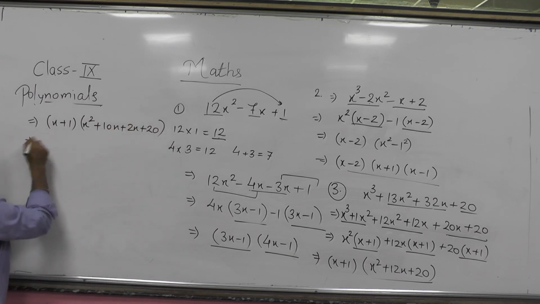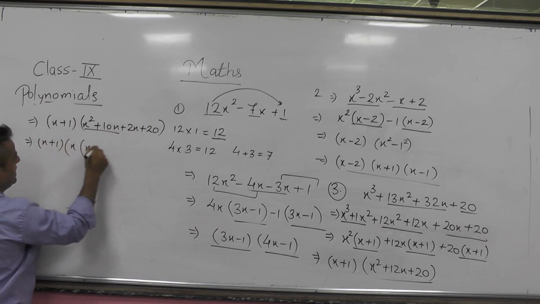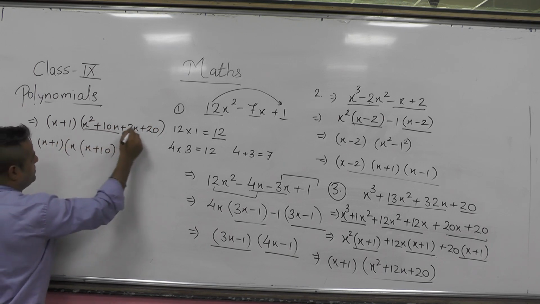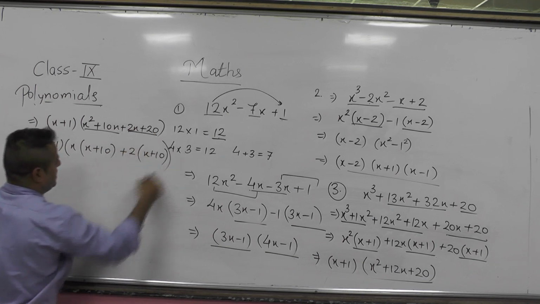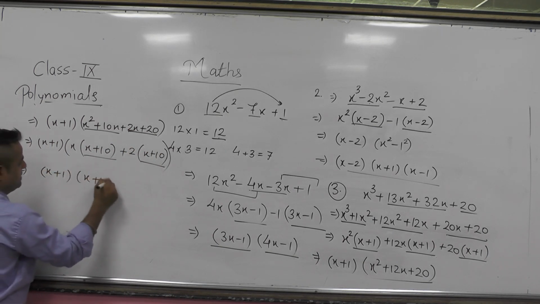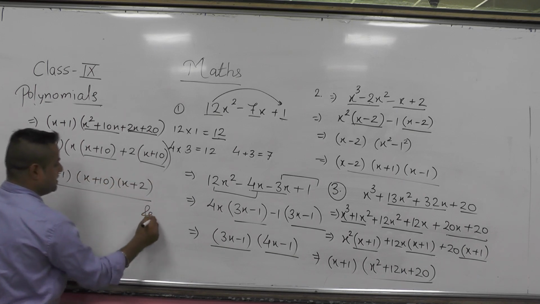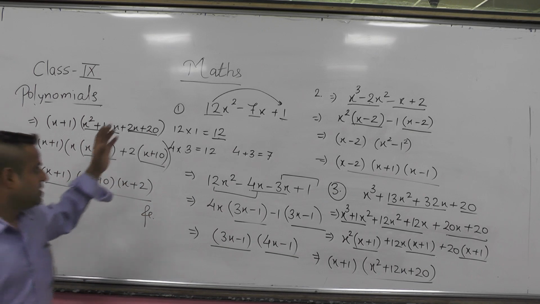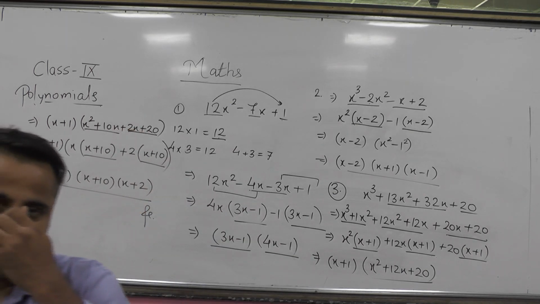Now from these first two terms, we can take x common, so that x plus 10 will remain. And from this last pair, we can take 2 common, so that again x plus 10 will come. x plus 10 we are taking common from all, so that x plus 1, x plus 10 and x plus 2, these three factors we can get of the polynomial. Okay, that's how we can get more and more factors of the polynomial.